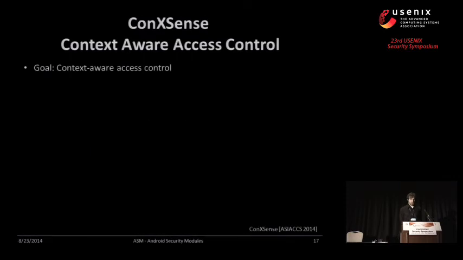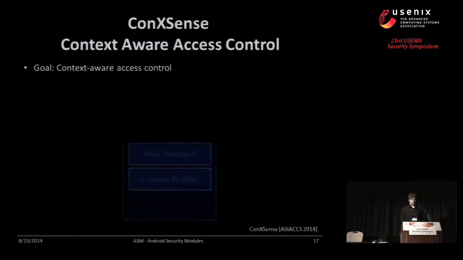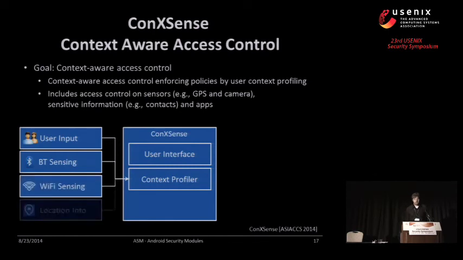At ACM CCS this year, we presented a paper which proposed the ConXSense architecture, and this architecture provides context-aware access control on the Android operating system. What we mean by that is that we use environmental information, such as nearby devices, which are sensed via Bluetooth or Wi-Fi, location information, or the user interaction with the device, to derive whether a device is currently used in a safe or unsafe context.